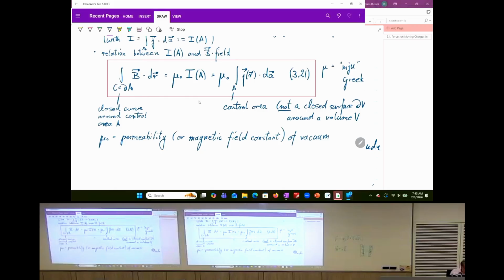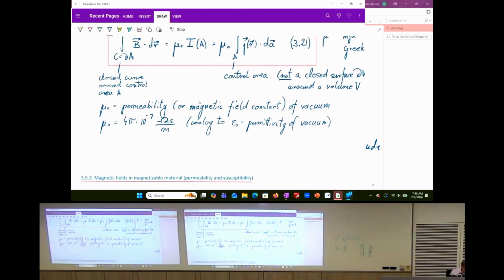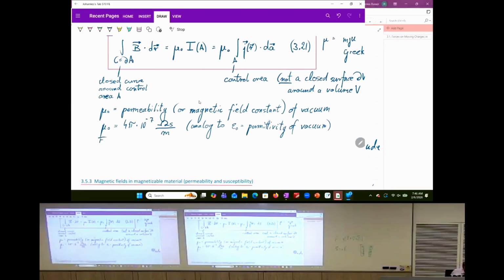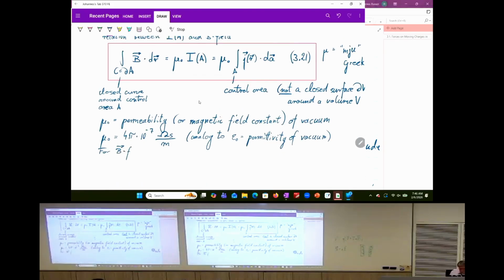And what is the value of that? This is 4 pi times 10 to the minus 7 ohm second per meter. This is in analogy to the permittivity of vacuum. If you are now in a material, then you have to adjust this permeability.